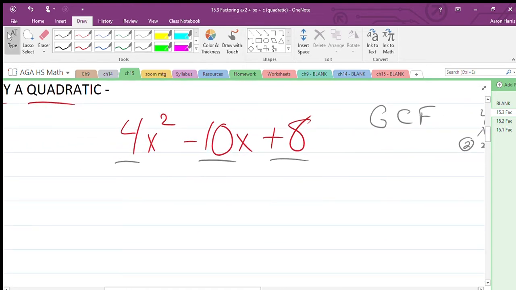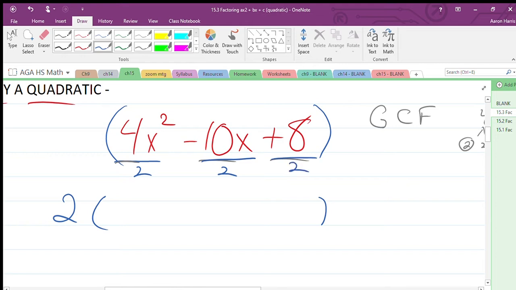So again, here we go. Put your parentheses. My greatest common factor goes outside of it. Okay. Divide each term by what? The greatest common factor. And what do you get? 4 divided by 2 is 2. So I get 2x squared. Minus 10 divided by 2 is 5x. 8 divided by 2 is 4.